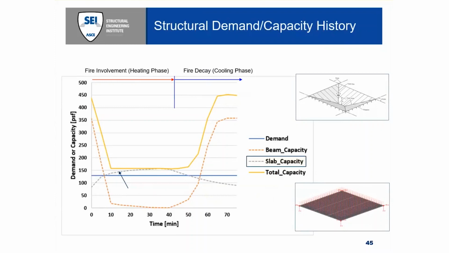In the dotted lines is the beam capacity, or the unprotected secondary members' capacity, which, as you can see, as it heats up, goes down to pretty much nothing, as well as the slab's capacity, which, as you can see, as the slab deflects, becomes stronger and stronger. And what's shown in the yellow line is the addition of both the beam and slab capacity at any given point in time in the fire, throughout the heating phase and cooling phase. So this is our DCR comparison as a history.